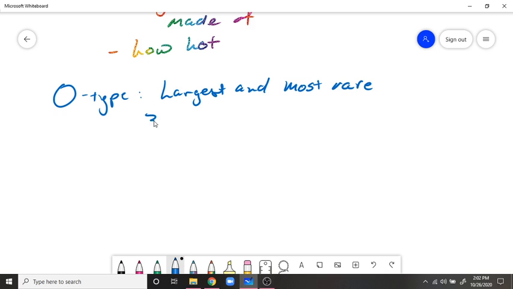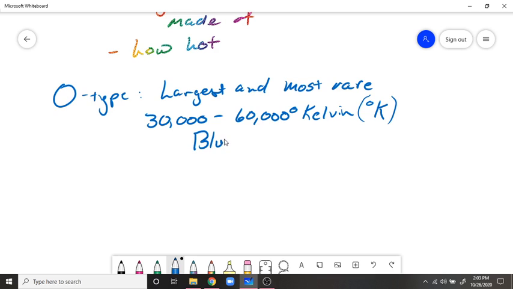O-type stars are 30,000 to 60,000 degrees Kelvin. And if you remember, degrees Kelvin is the unit, it's an absolute temperature scale that we use for the metric system. O-type stars, in addition to being very large and very, very hot, are blue in color.